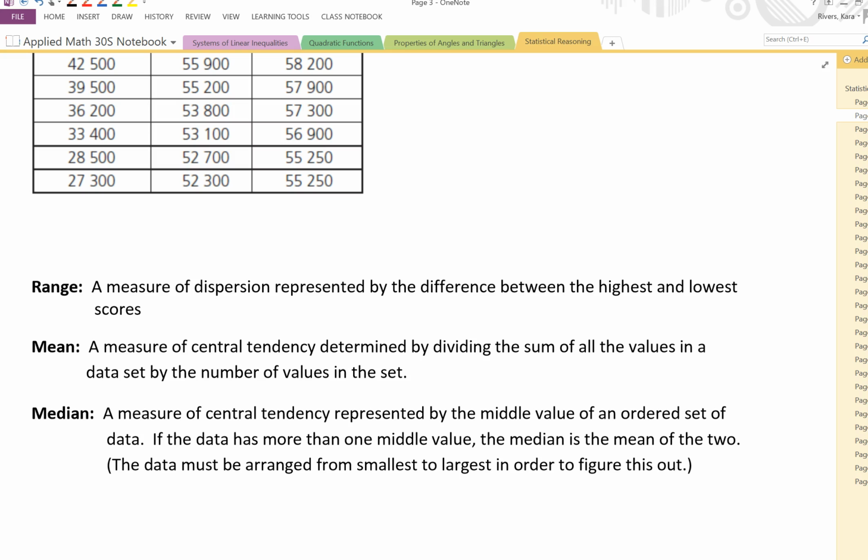What is median though? It says a measure of central tendency, again, that's just the category, represented by the middle value of an ordered set of data. If the data has more than one middle value, the median is the mean of the two. So you take the average of the two middle ones, if there are two middle ones. But the data must be arranged from smallest to largest to figure this out. Otherwise, you're not able to figure out what that median is.